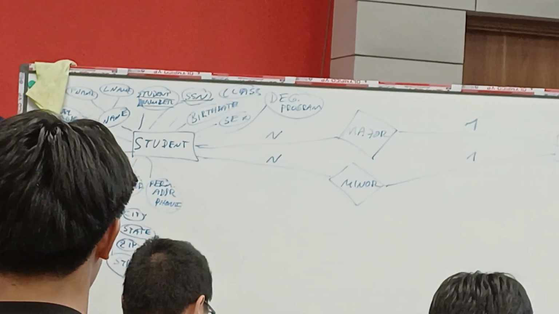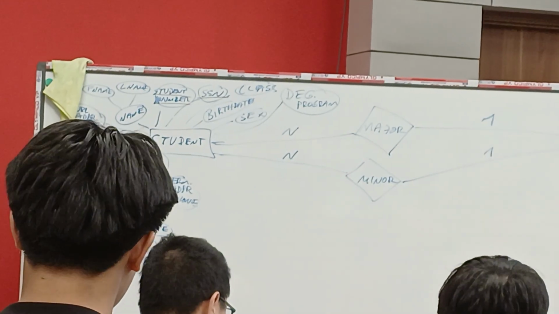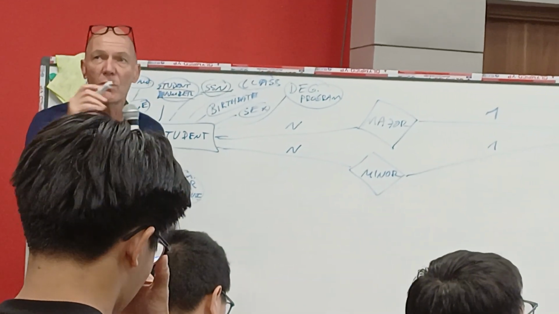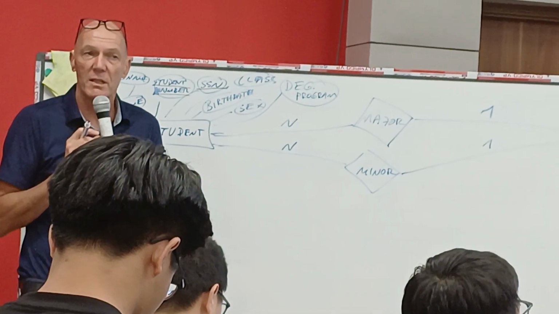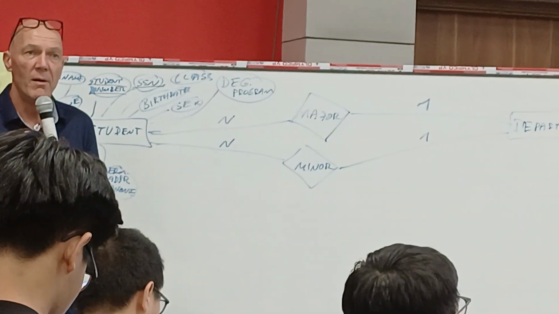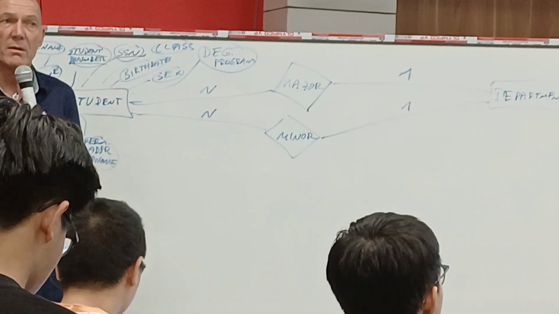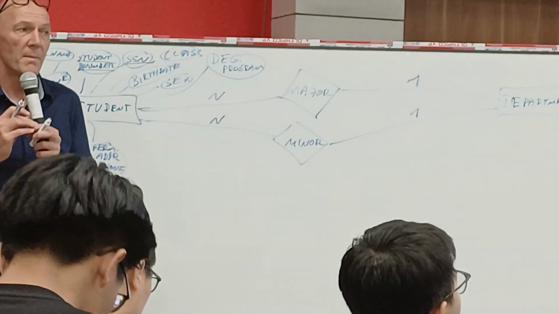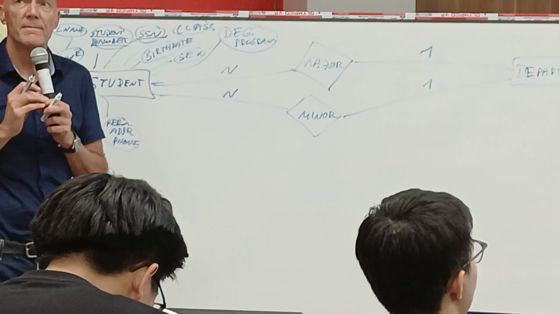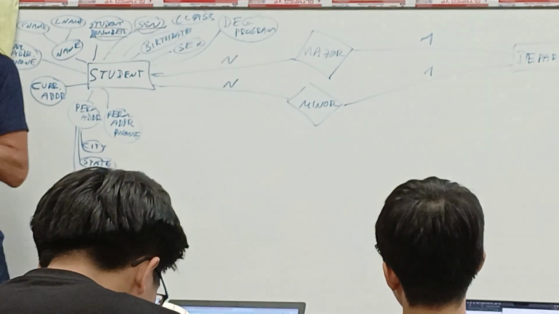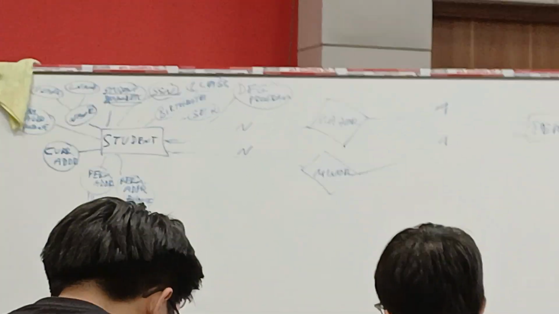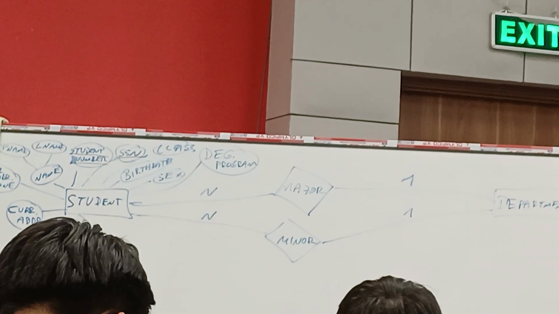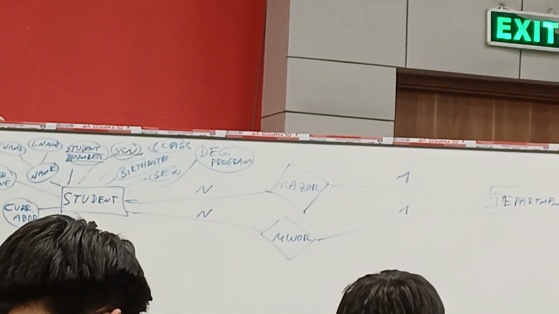Now we need to talk about the participation constraint. Does a student need to have a major department? Or can a student be stored without being linked to a department as his major? What do you think? Somewhere in the last row. Can I have a student without a major? You're hiding there in the very last row.